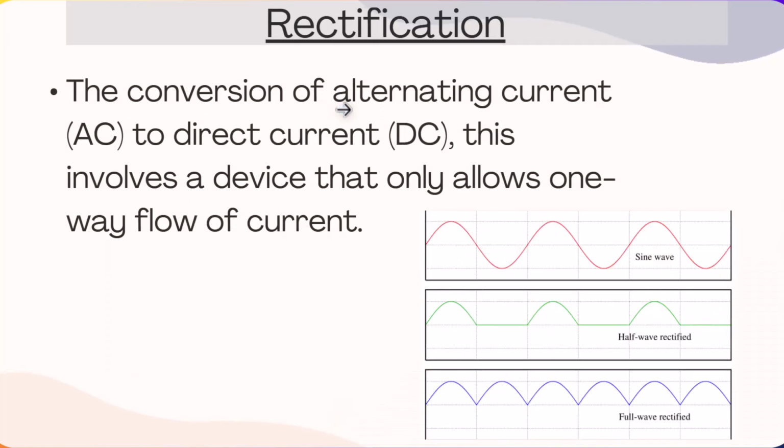So what is rectification? We will go with the very basic concept of rectification. It is the conversion of alternating current AC to direct current DC. This involves a device that only allows one-way flow of electrons or current, you can say. Here in this diagram given below, we can see a sinusoidal waveform and how it is rectified in half as well as full wave. In half wave, we can see only the positive cycle of the sinusoidal waveform is coming as output, whereas in the full wave, you can see the positive as well as the negative half of the sinusoidal waveform is coming as output.